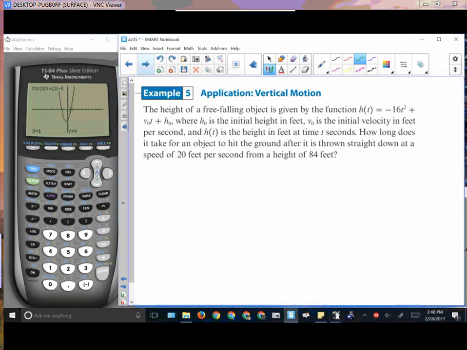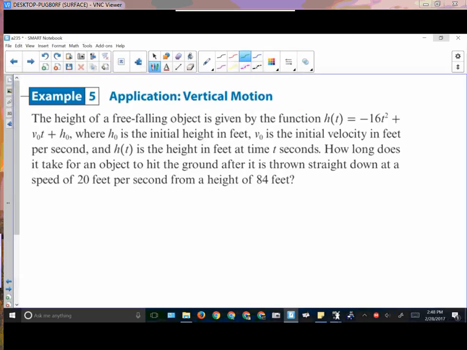Now, take a look at an application. The height of a free-falling object is given by the function. So we got that identified there. Where h sub 0 is the initial height, v sub 0 is the initial velocity in feet per second, h sub t is the height in feet at time t seconds. How long does it take for an object to hit the ground after it is thrown straight down at a speed of 20 feet per second from a height of 84 feet?